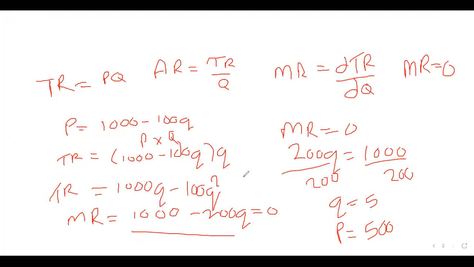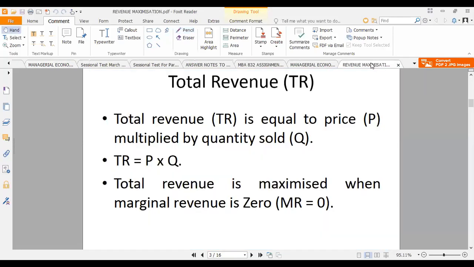So when marginal revenue is equated to 0, the 200Q will go to the other side, it will be positive. So we divide 200 on both sides. 200 into 1000, we get a 5. So this 5 is just part of maximizing. We need to find both price and quantity that will maximize revenue. So when you put this 5 in here, 1000 minus 500 is 500. That is on revenue analysis. So maybe to just enhance on what I have just discussed.